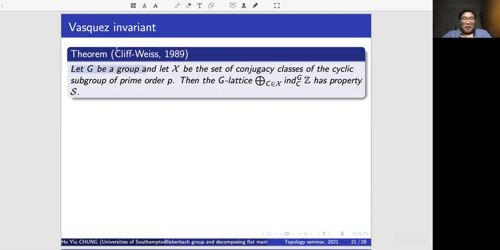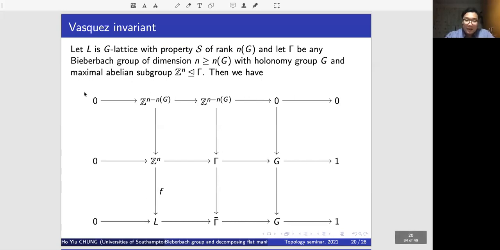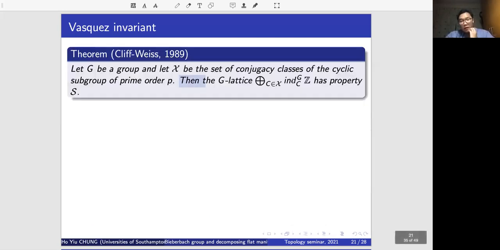That theorem is by Cliff and Vasquez from 1989. Let G be a group, and let chi be the set of conjugacy classes of cyclic subgroups of prime order P. What they prove is that the G-lattice, which is the direct sum of the induced modules from C to G of Z, has property S. So what does it mean? Let me go back to a previous slide. What it means is whatever exact sequence you have, you can always map into this L, which can always be that complex G-module. That's what the theorem says.